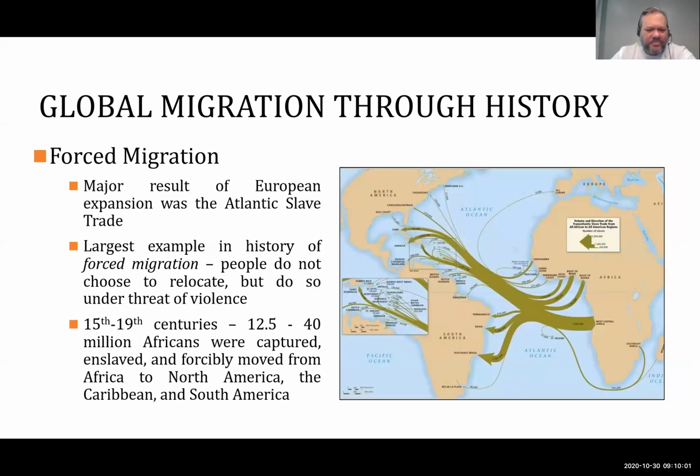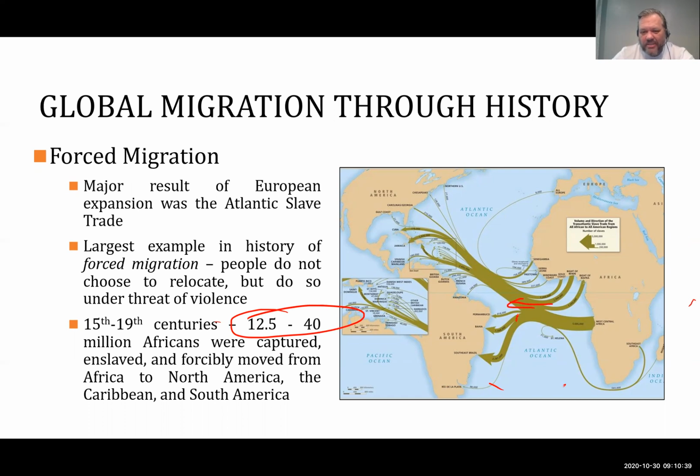So now let's talk just a bit about forced migration. Forced migration is obviously just what it sounds like: when a group of people is forced out of an area. And the biggest event of forced migration in history is the forced migration of Africans to the American continents through slavery. The estimates are somewhere between 12 and a half to 40 million Africans were brought over. And this trip over in and of itself was a terrible thing.